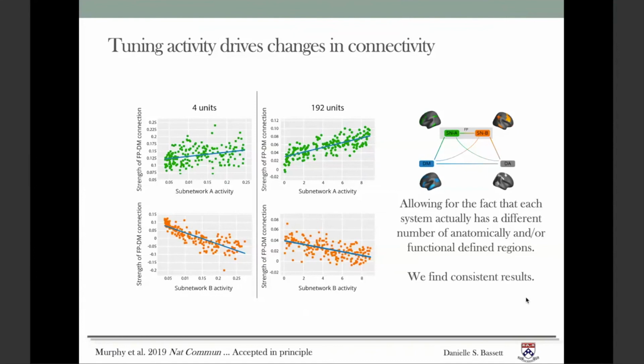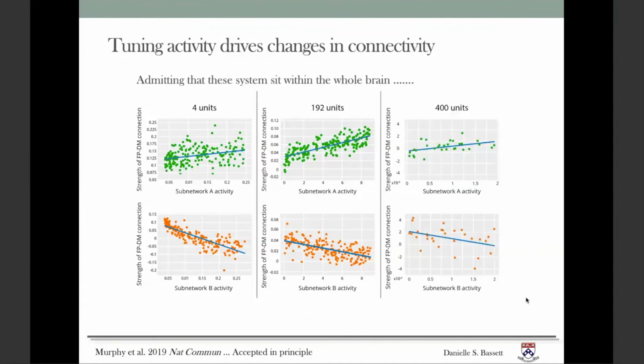So consistent results. But lastly, we also know that these systems don't act independently from the rest of the brain. They're situated inside of many other systems that also have their own connections. And so we can actually use just the full Schaefer atlas, so a full 400 units. Every region is now an oscillator, and the structural connection between each pair of regions is the edge in the diffusion-weighted network. And again, we see the same pattern, where increasing subnetwork A activity strengthens the connection, and increasing subnetwork B activity decreases the connection.